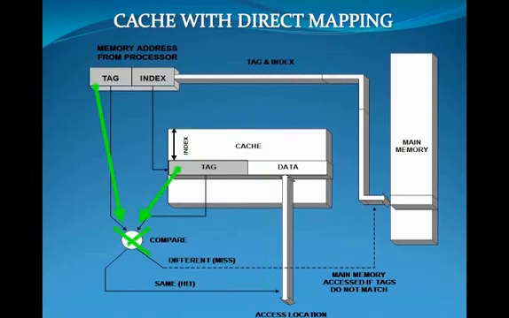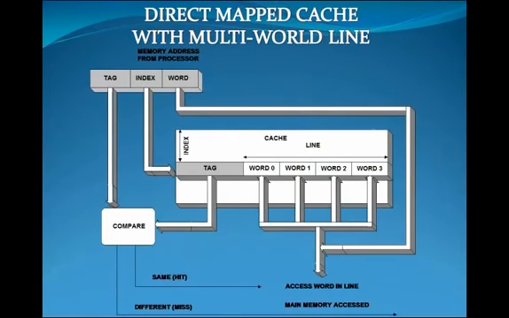However, if the tags are not the same, indicating that the required word is not in the cache, reference is made to the main memory to find it. For a memory read operation, the word is then transferred into the cache, where it is accessed. Here is the direct map cache with a line consisting of more than one word.